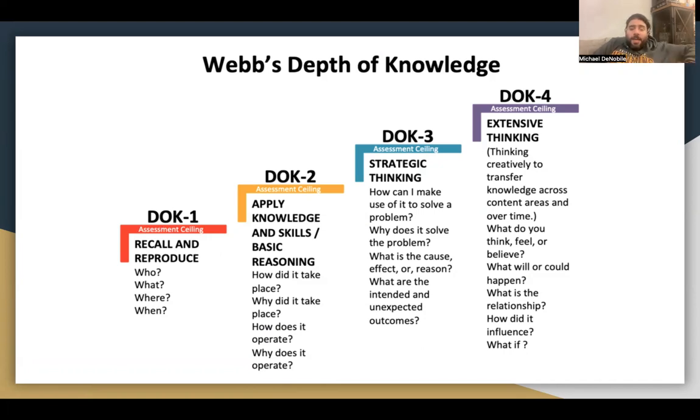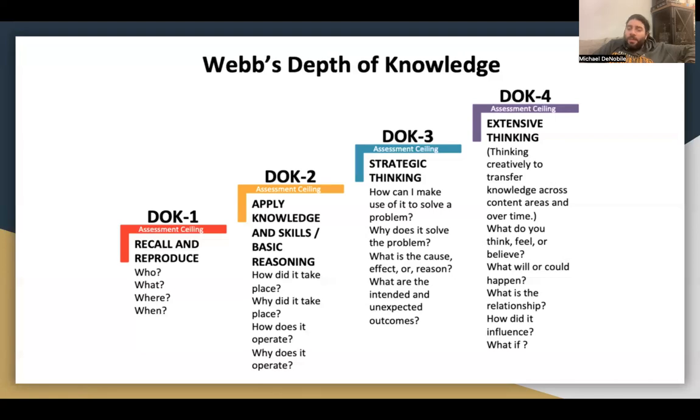DOK2, apply knowledge and skills with basic reasoning. How did it take place? Why did it take place? How does it operate? Why does it operate? Definitely better than level 1. But again, it's a very low ceiling. You're not really getting much more than what you were getting in DOK1.